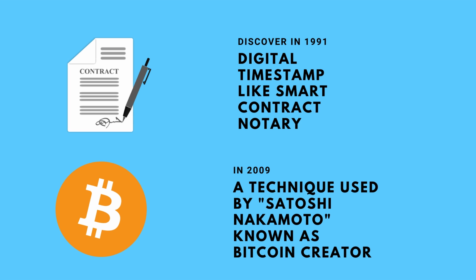But in 2009, a group or person called Satoshi Nakamoto, also known as the Bitcoin creator, used this technique in order to form the blockchain. And then after that, many other people used this technique and put some light on it. There are many other blockchains at the moment, like Ethereum and Doge, which are also using the same concept, and they are quite popular as well.